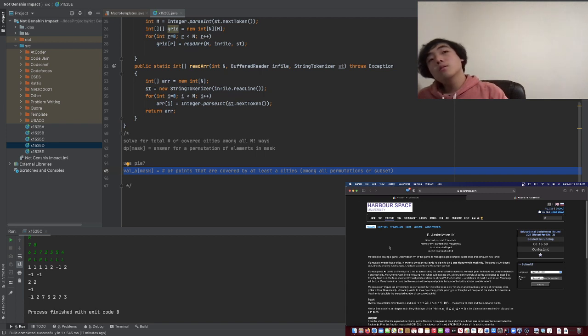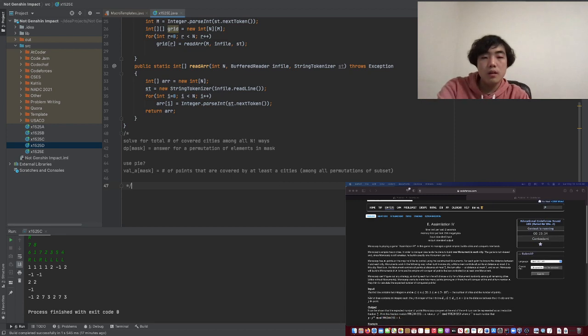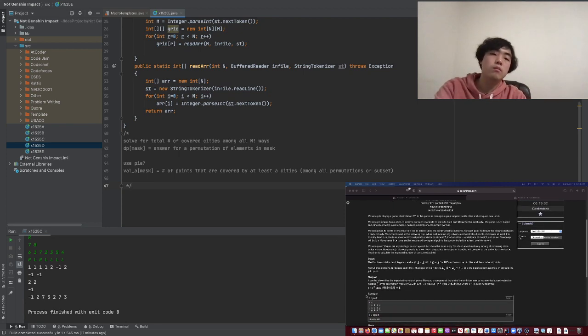Okay, so if we were to include a subset, can we just iterate over all masks, maybe? Put some pre-computation. Each point has a set of cities that it will definitely cover.